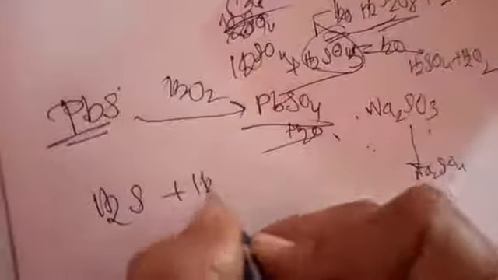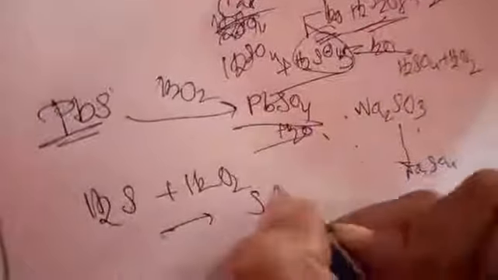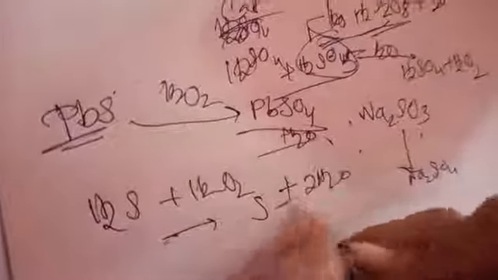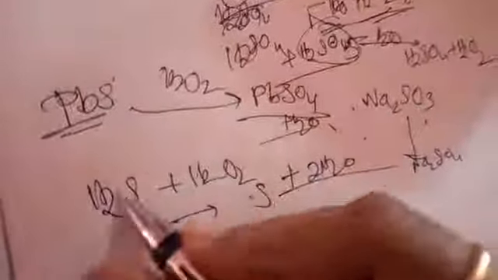Reactions are quite simple. Chromium hydroxide also gets converted to sodium chromate, forming the yellow color of sodium chromate in presence of alkaline hydrogen peroxide. Also H2S gets converted to sulfur, with formation of water, when H2S is treated with hydrogen peroxide.